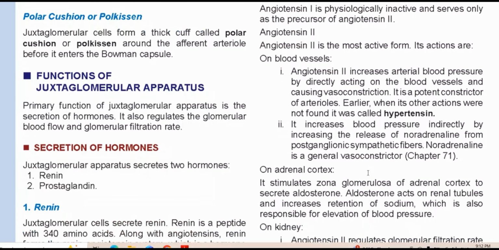On the adrenal cortex, angiotensin 2 stimulates the zona glomerulosa of the adrenal cortex and thereby secretes aldosterone. And when aldosterone secretion starts, retention of sodium as well as water increases, and thereby it can lead to an increase in blood pressure.